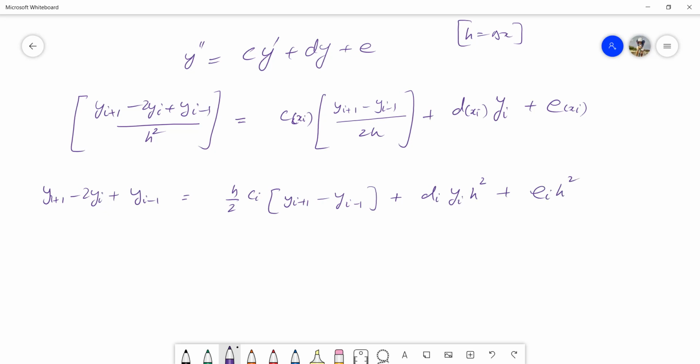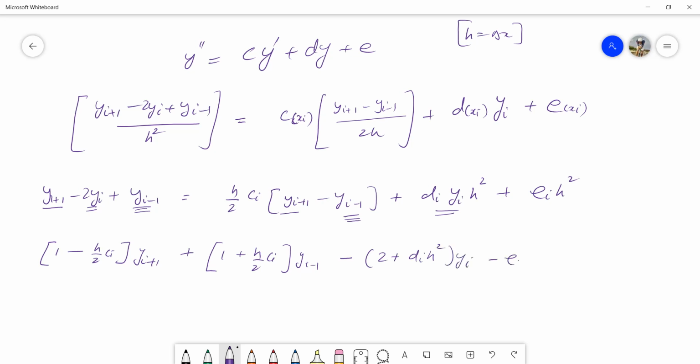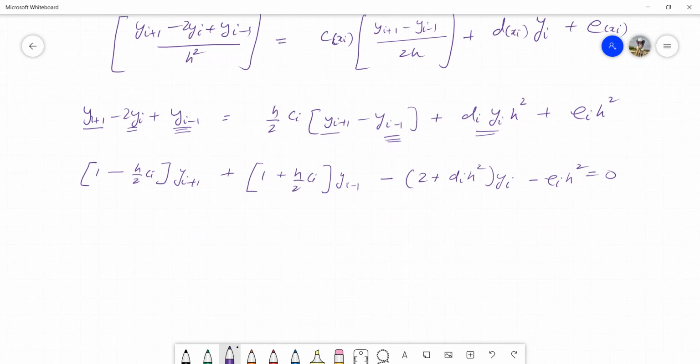upon rearranging the values of yi minus 1 and yi, what we have is this term, and upon rearranging the minus sign, this is the expression.